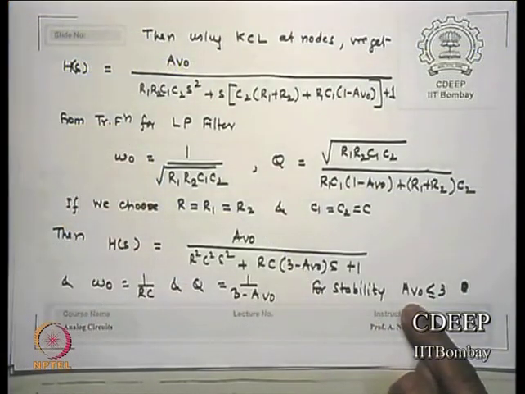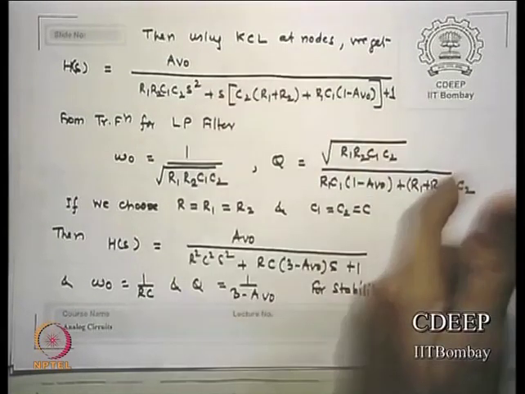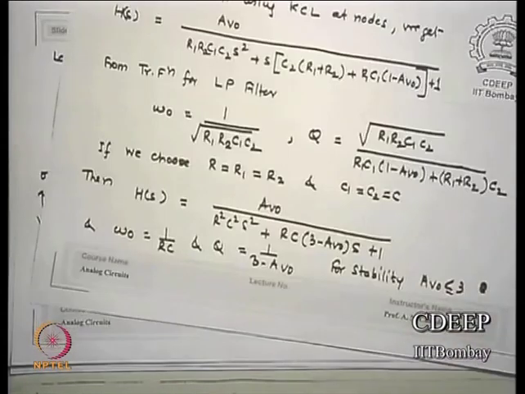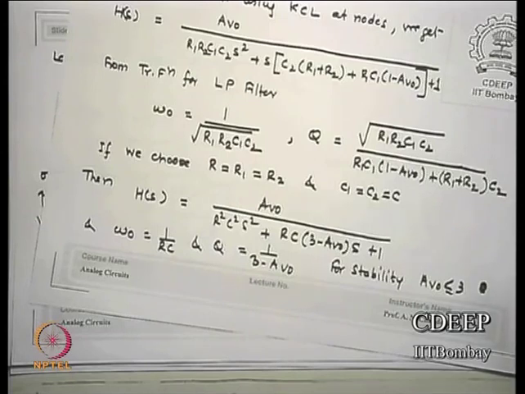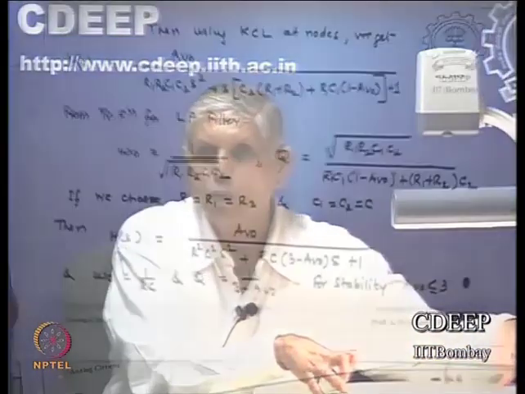So what is the condition? Is that now clear? This low pass filter will keep acting as a low pass as long as AV0 is less than 3. AV0 is decided by what? What is the AV0 value there? 1 plus R2 by R1, which is R3 by R2. The ratio R3 by R2 should never be greater than 3. Is that correct? If that value is never greater than 3, then stability will be achieved. This function will implement a low pass filter.